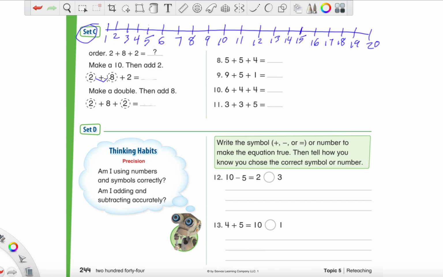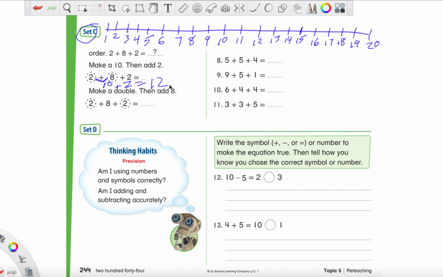So I like to add little arrows. You guys know this. 2 plus 8. And you start at 2, make 8 jumps. 1, 2, 3, 4, 5, 6, 7, and 8. I land on 10. So that turns into a 10. But we still have to add the 2. So I always bring the 2 down so I don't forget about it. And now I just have 10 plus 2. So I start at 10, make 2 more. 1, 2. And I get 12.